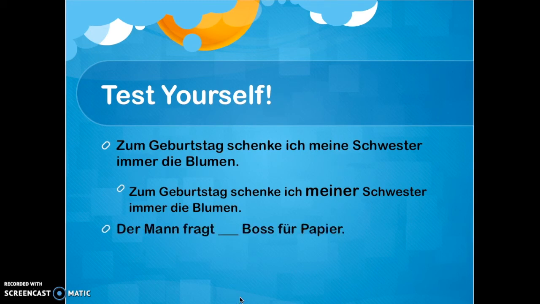And which article would you use in this sentence? Der Mann fragt sein Boss für Papier. You would have to say, der Mann fragt seinem Boss für Papier.